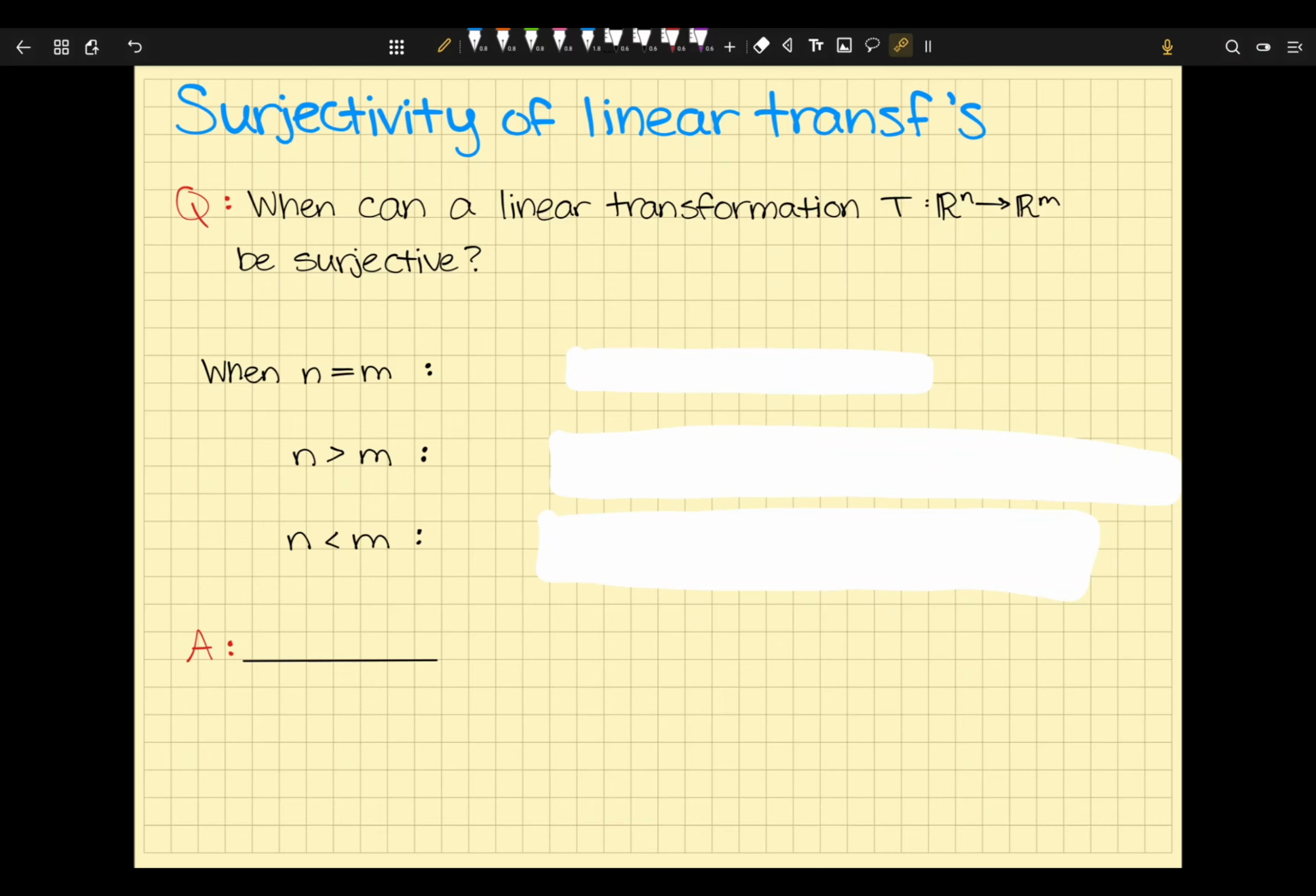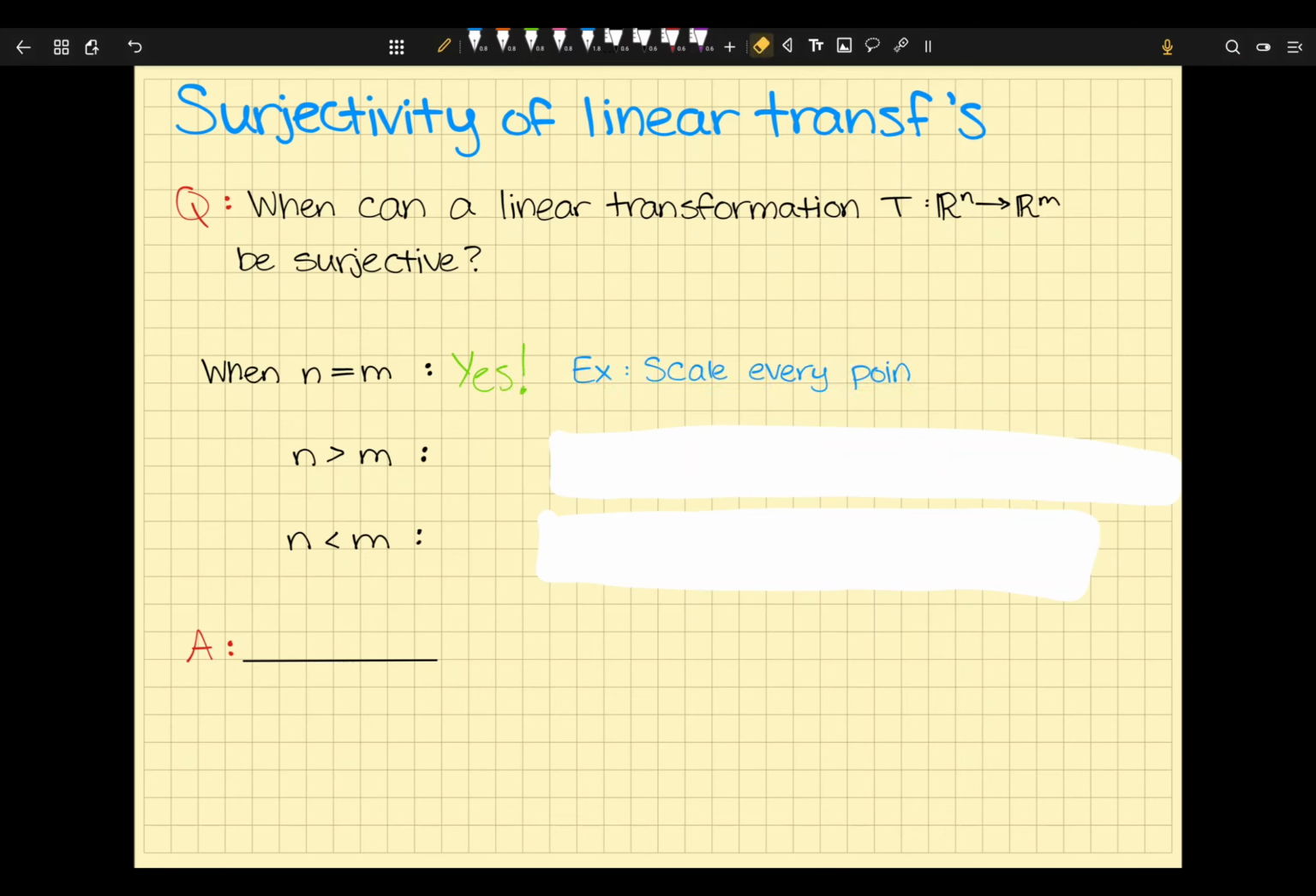I don't have an audience today, so you should pause and ponder this for yourself. I will proceed to give you the answers now. So what do we think? When n is equal to m, do we think a linear transformation could be surjective? All right, so the answer to this one is yes.